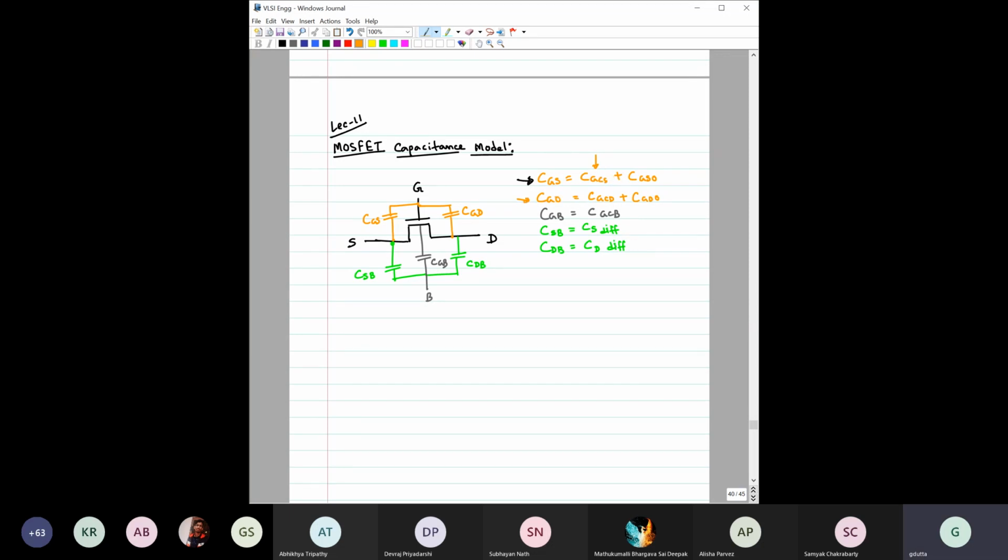Similarly, for the second case, CGD, between the gate and drain, you can clearly see that it is nothing but CGCD and CGDO: the gate to channel contribution towards the drain side, as well as the overlap capacitance between the gate and drain terminal. Similarly, what is CGB, the gate to body capacitance? This gate to body capacitance is nothing but the contribution of the gate to channel capacitance. And you know that this only plays a role when the transistor is in cutoff.